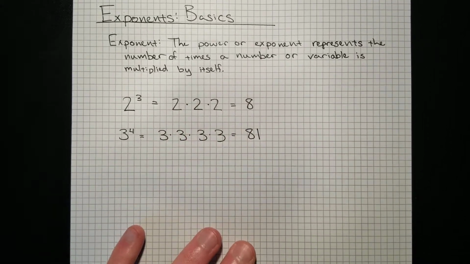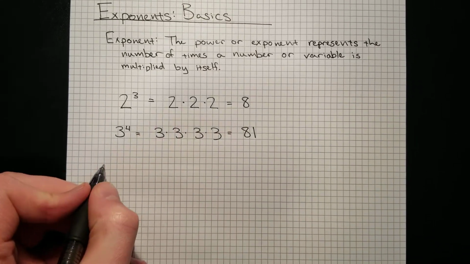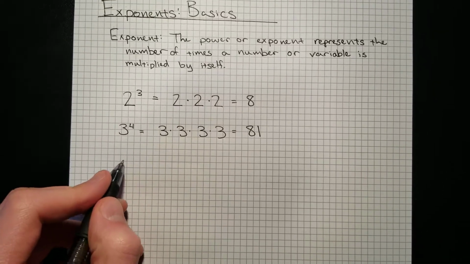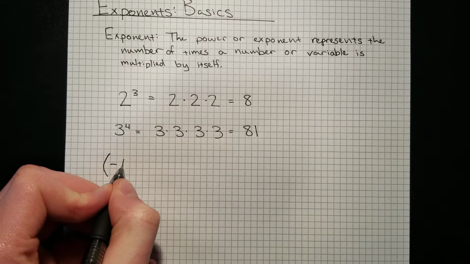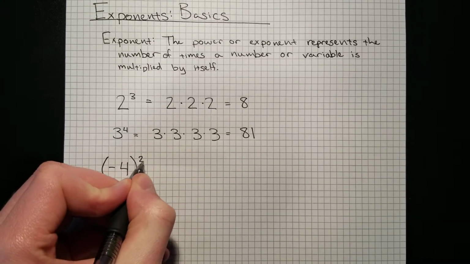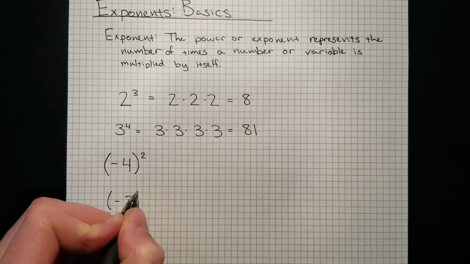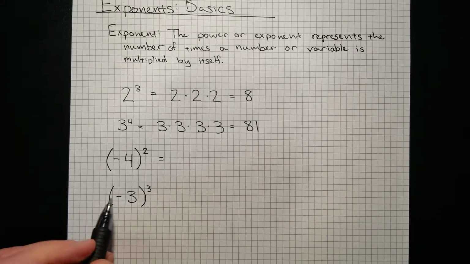So that's one kind of thing we're going to do. That's the basics with positives. We're going to move on to negative numbers. If the number inside is negative, like if we have -4 squared, or if we have -3 to the third, we're going to talk about what happens with these negative numbers.